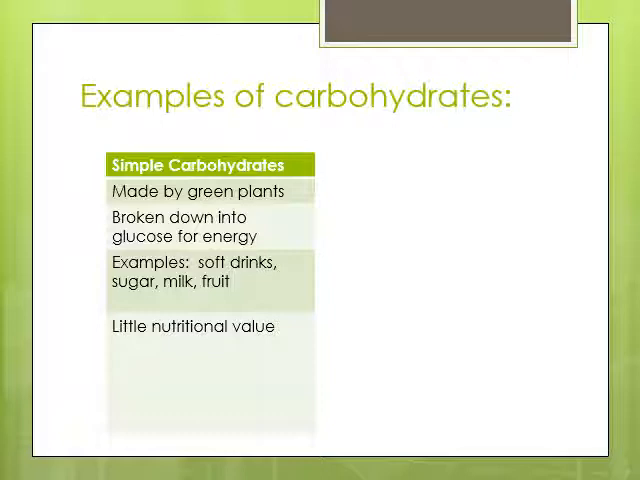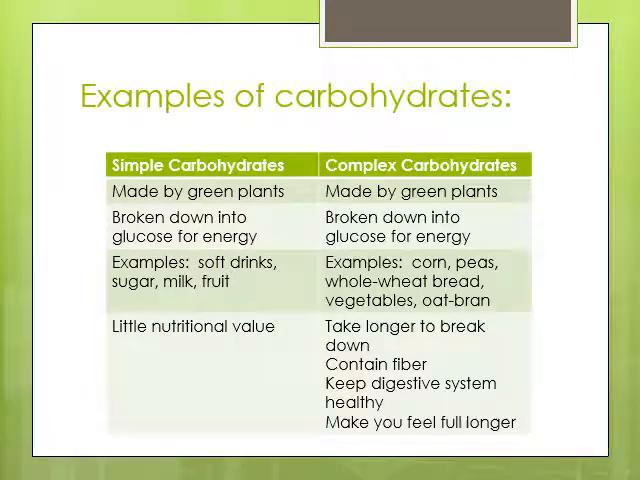They are made by green plants, but examples of simple carbohydrates are usually things that you like kind of want to avoid, or at least you want to avoid in large quantities, and we'll get into that in nutrition. But things like soft drinks, sugar, milk, fruit, again, not all of these are necessarily bad, but you usually don't want to have too much of them, right?